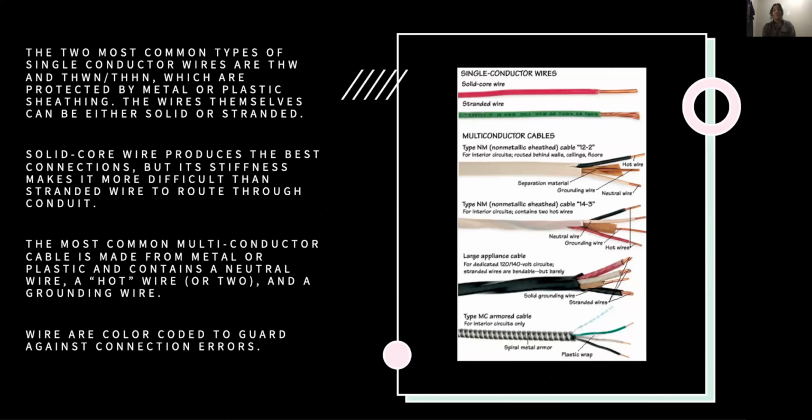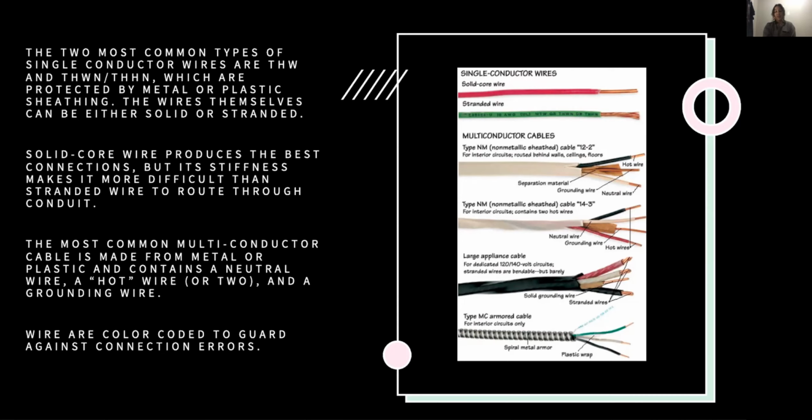And here we have the most common types of wires that are found for residential use. As you can see, the common ones are single conductor wires, and these are protected by metal or plastic sheathing. These are going to be the white wires that you see here on this slide, the middle ones. Next we have the solid core wire, which produces the best connections, but it's a little bit harder. Those are the black wires that you see, because it's not as malleable as the other wires, so it's a little harder to run through conduits.